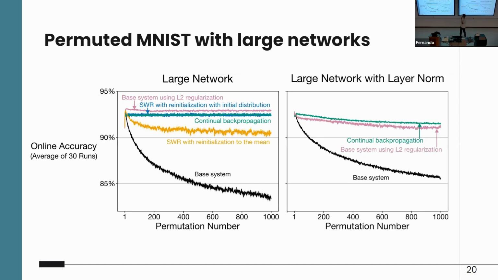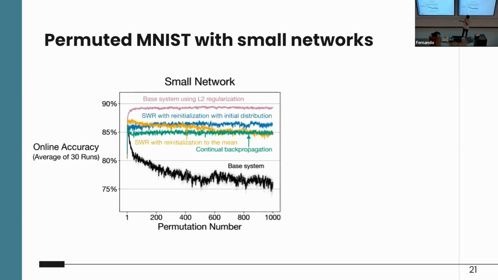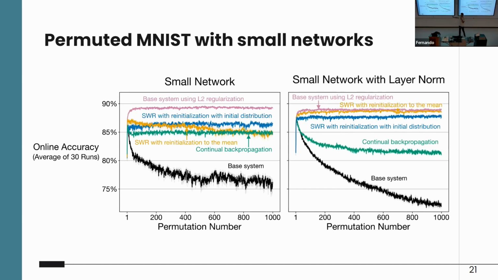And now for the large network with layer normalization, this is the plot that we had before. When we add the other two lines, we can see that selective weight reinitialization with initial distribution is actually maintaining plasticity. Now for small networks, here's the previous plot, and here are the other two lines. Again, selective weight reinitialization with the initial distribution is maintaining plasticity. And if we add layer norm, we get the same thing. Both of them are actually maintaining plasticity, whereas continual backprop loses plasticity in both of these cases.